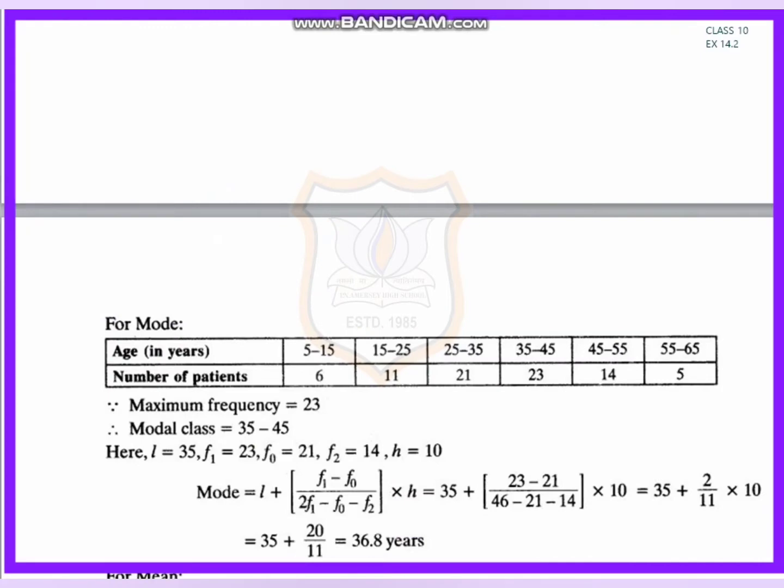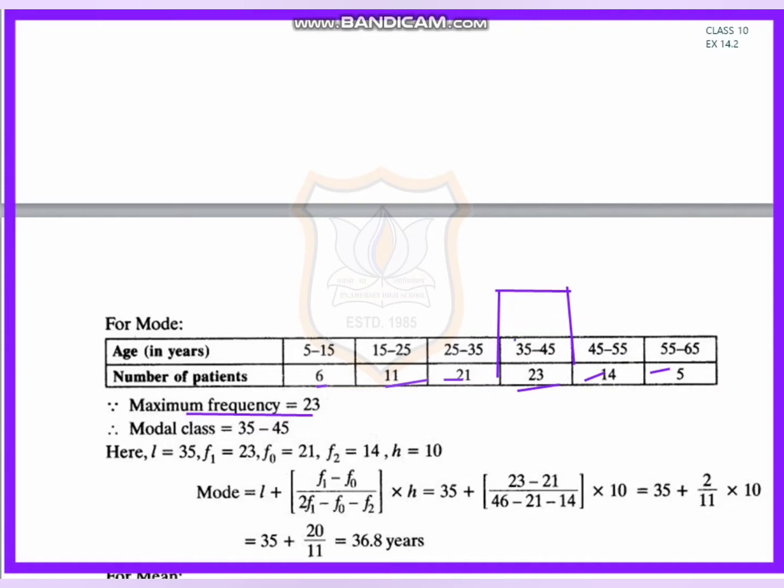First of all, here we have the age group and the number of patients. First of all, we have to select the maximum frequency. Maximum frequency here: 6, 11, 21, 23, 14 and 5. The maximum frequency is 23. So I have to select this class, means the class 35 to 45 and the frequency is 23.